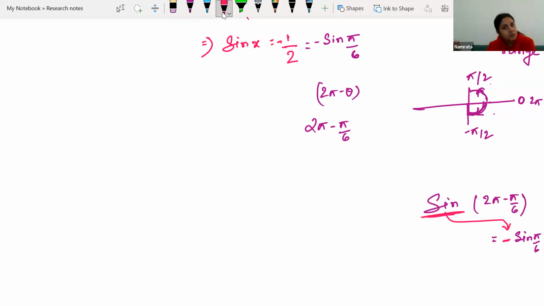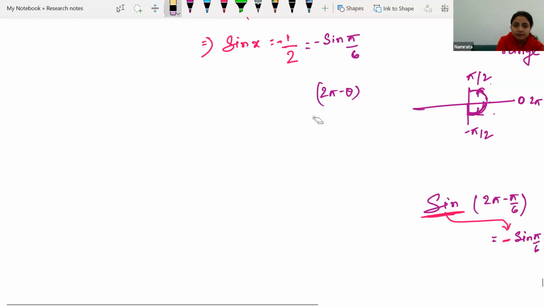Whether transformation occurred or not occurred, that is one thing we have to think about. And the other thing we have to be careful about is what will be the sign, whether it will be positive or negative. So here it will be negative. As you can see, minus sine pi by 6 can be written as sine 2 pi minus pi by 6.